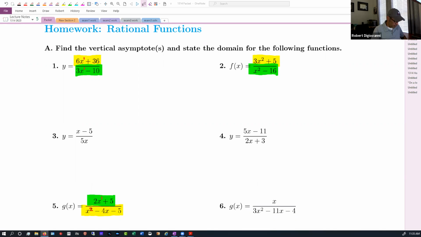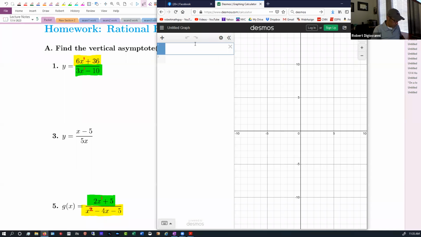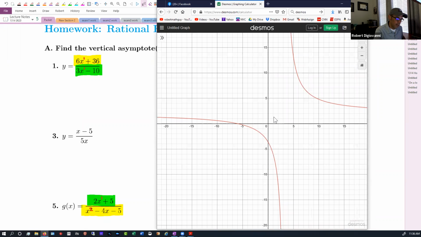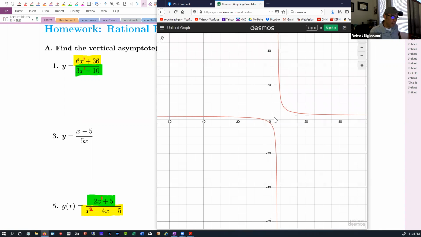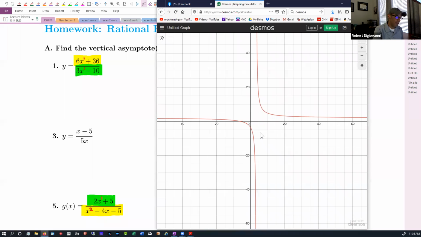I'll show you in a second once I bring this up, just to give you an idea of what these things look like. Okay, so let's take a look at this first one: 6x plus 36 divided by 3x minus 10. There it is. Look at that function. That's definitely not a line. It's definitely not a parabola, and it's definitely not a polynomial.